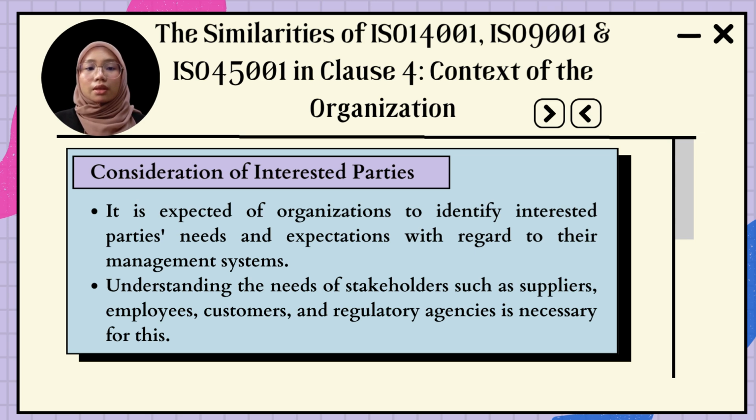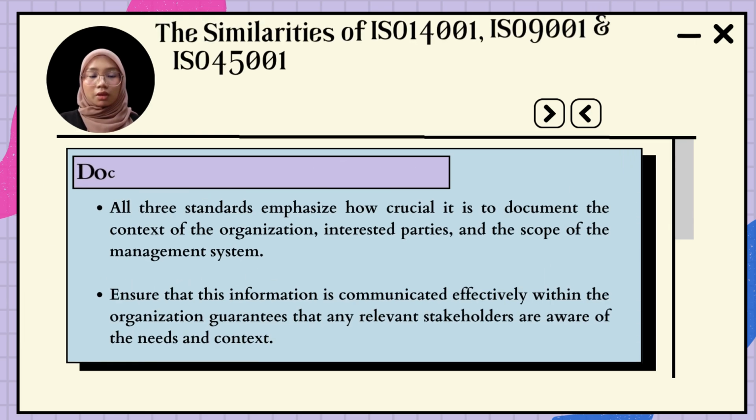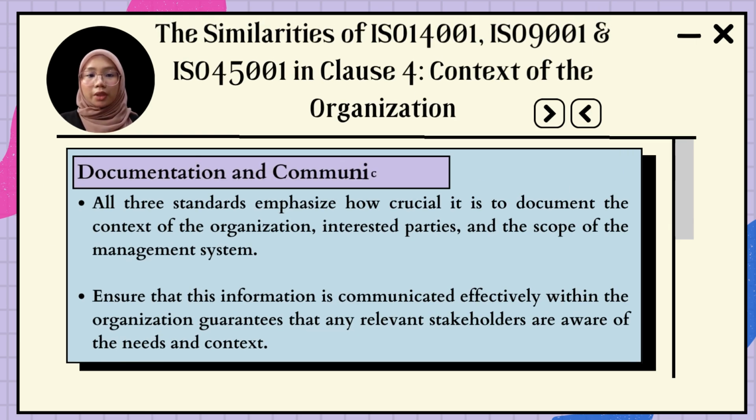So firstly, consideration of interested parties. It is expected of organizations to identify interested parties' needs and expectation with regard to their management system. Also, it is necessary for the organization to understand the needs of stakeholders or interested parties such as suppliers, employees, customers, and regulatory agencies. And last but not least, documentation and communication.